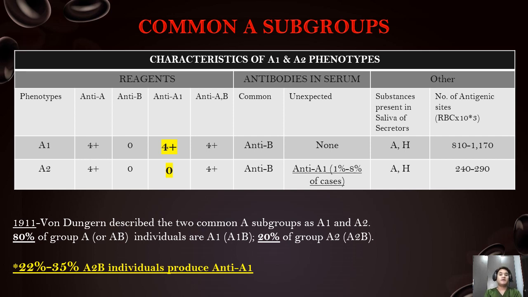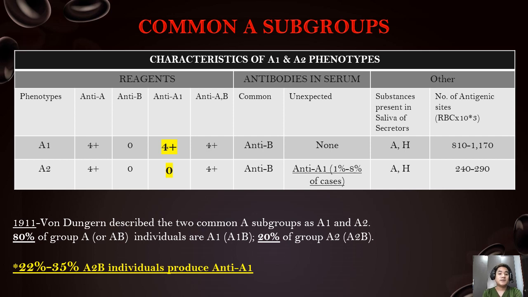We also have here the common and unexpected antibodies found in the serum sample of an A1 and A2 phenotype, including other distinguishing parameters like the soluble substances present and the number of antigenic sites present on the red cells of your A1 and A2 subgroups. Okay, class, let's start from the table.